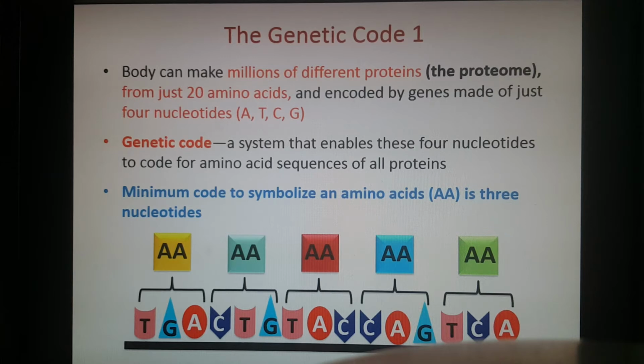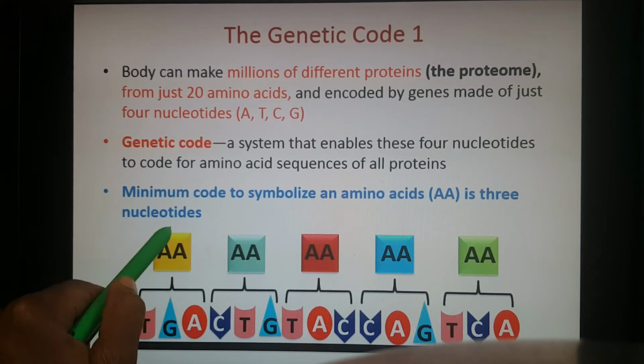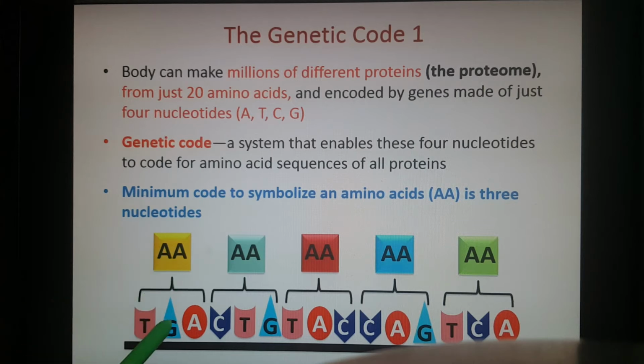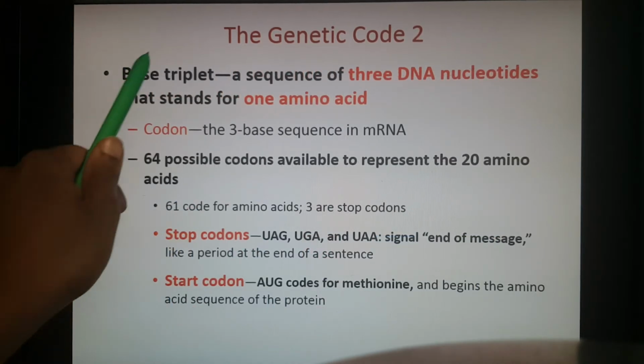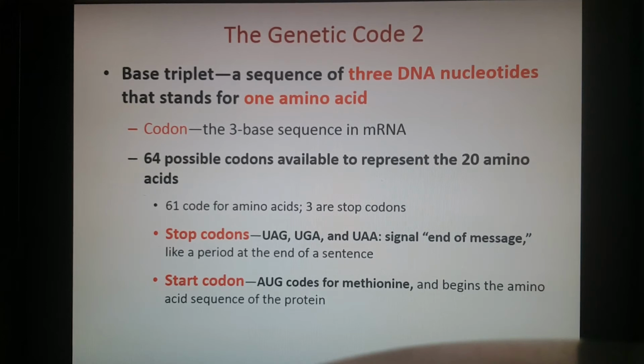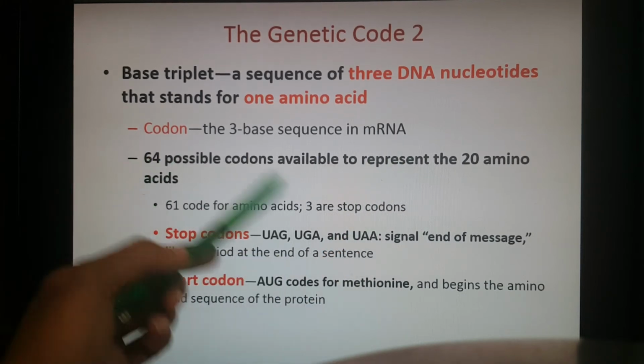The minimum amount of code to symbolize an amino acid is three nucleotides. This is called a codon. Here are our three nucleotides, and it's going to code for this particular amino acid. So you can make a whole lot more combinations of your codon codes. Some of your codons are going to code for different amino acids. Again, your base triplet, your three DNA nucleotides, will code for one amino acid. That three-base sequence in the mRNA, again, is the codon.